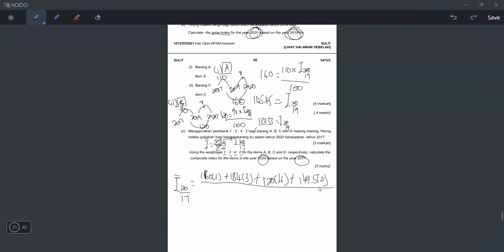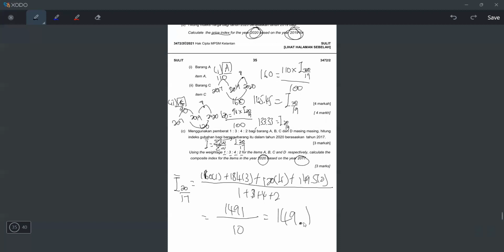Then over the total weightage, 1 plus 3 plus 4 plus 2, which is 10. Let's press together: 160 plus 184 times 3 plus 120 times 4 plus 149.5 times 2. You get 1491, right? Then divide by 10. You get 149.1. So that's the answer.